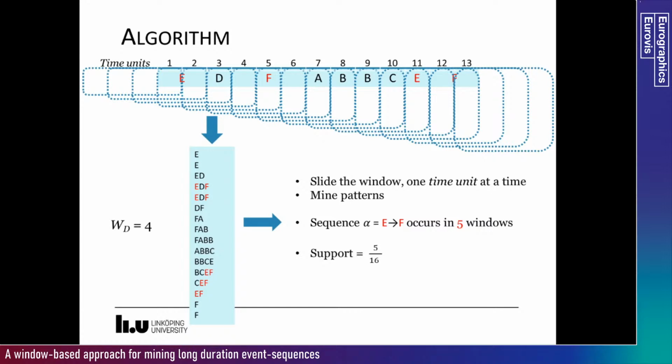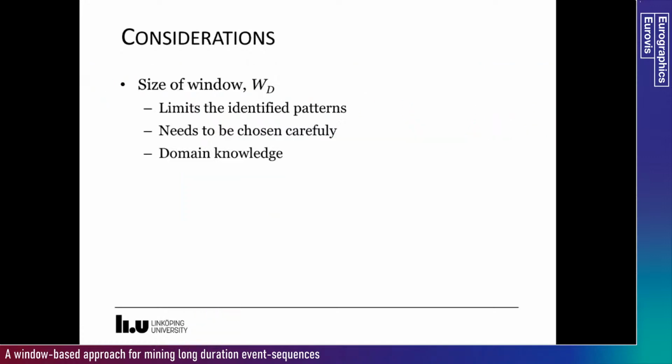While in an example of a temporal event sequence where events have different durations, we again slide the window of size 4, 1 time unit at a time. And in this example again, the sequence E followed by F appears in 5 windows, but the support in this case is 5/16. An important point regarding the proposed work is that how the sliding time window size is chosen has a direct effect on the patterns that can be mined, since patterns longer than the time window can never be identified.